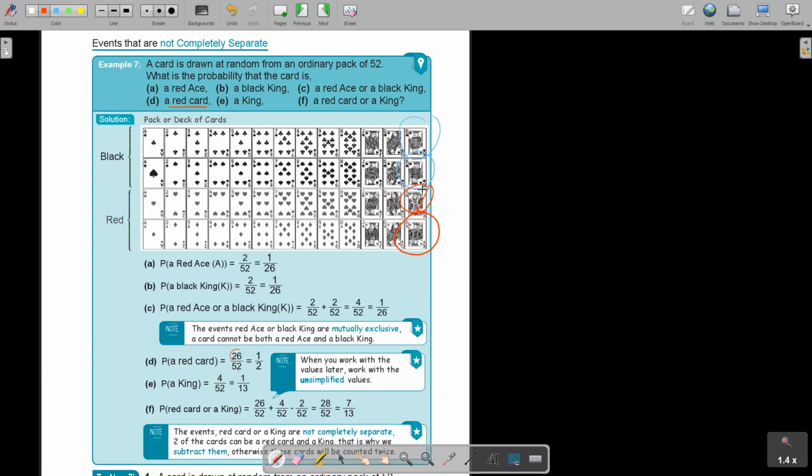But do you see that these 2 reds are also in this red block? So if I'm asking for a red card or a king, you see there's an overlap. You can still add it up, but the 2 that are in both, you're just going to subtract. Just remember that. Okay, the next one.